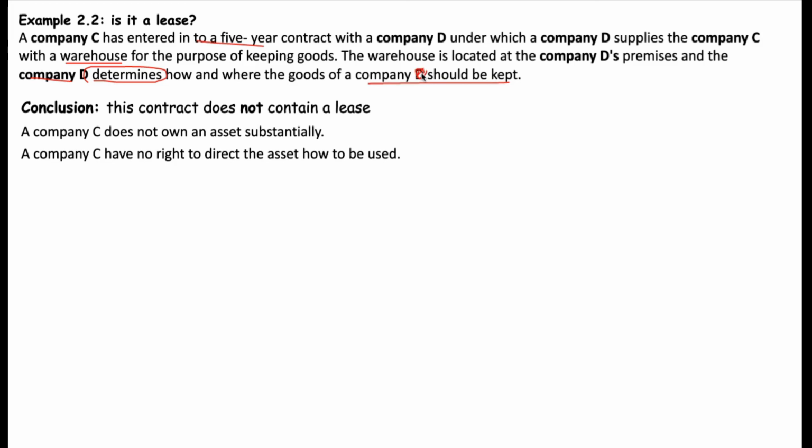Company D determines how and where the goods of company C should be kept. So company C has no right to direct how the asset is to be used.